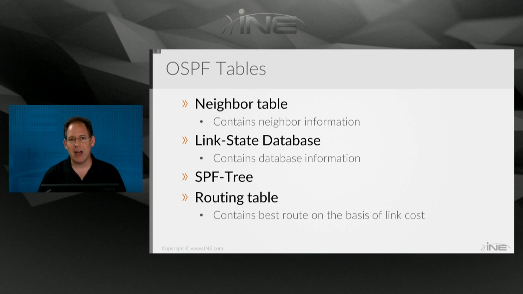And then of course there's the routing table. Once the SPF tree is built and the shortest routes are derived to any given destination, those routes may make it into the routing table. Once again, it's dependent on factors like administrative distance and any potential route filtering that we might have in place.